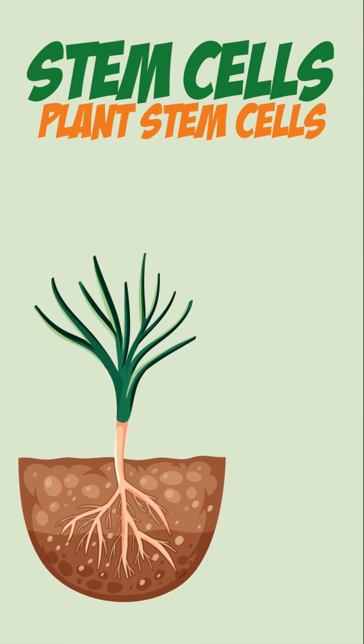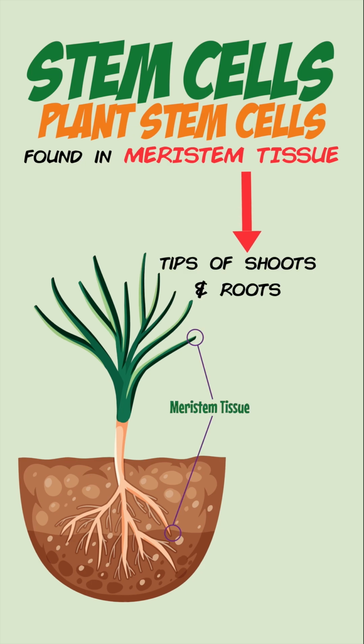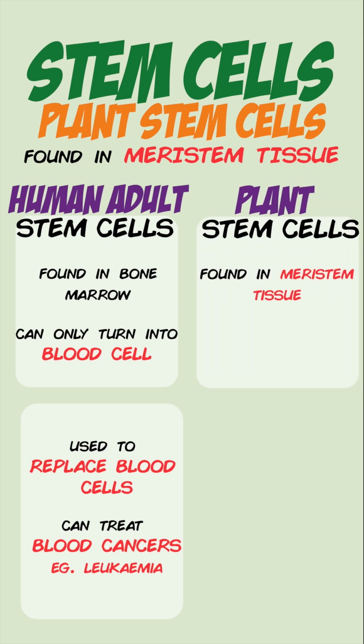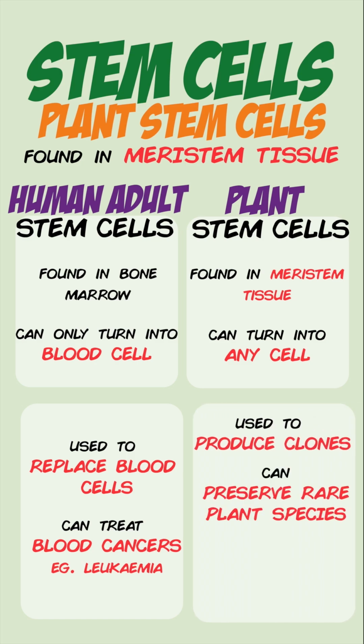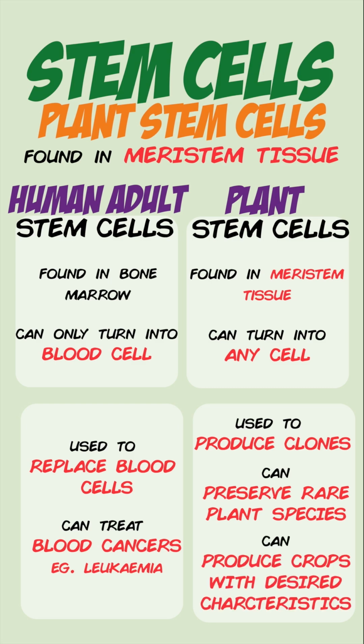Plants also have stem cells, and these are found in the meristem tissue, which are on the tips of plants' shoots and roots where growth happens. Unlike adult human stem cells, plant stem cells can differentiate into any type of plant cell, and humans use these stem cells to produce identical clones of plants. Doing this is useful for preserving rare species of plants and producing crops with desirable traits, things like disease and insecticide resistant crops.